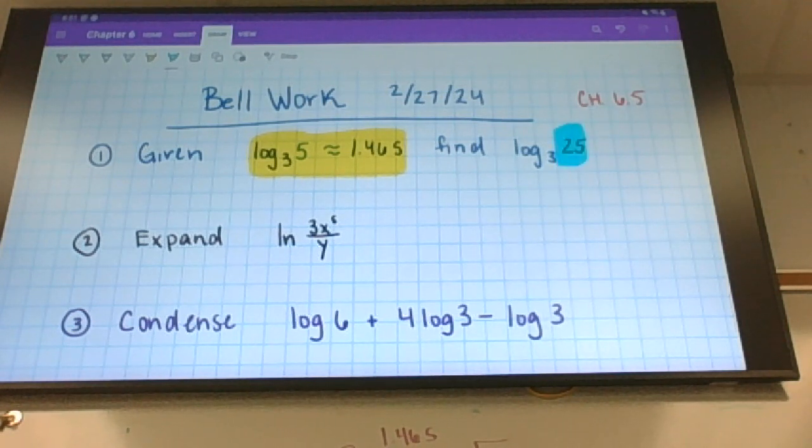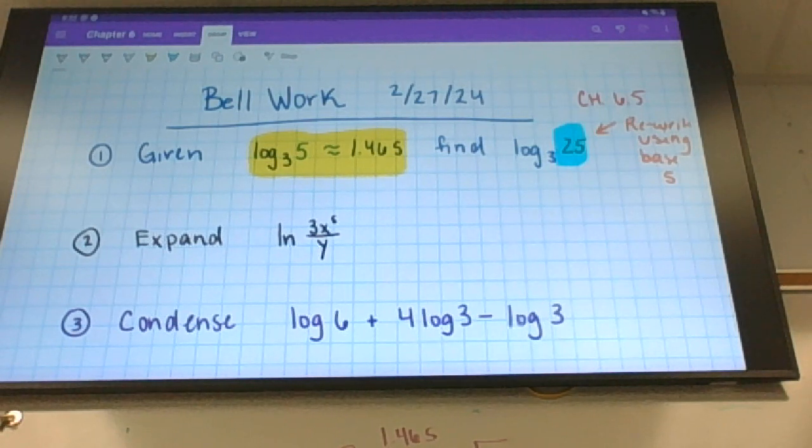But we're asked to find 3 to what power is 25? So how are we going to do it just given that one fact? Well, your goal is kind of like a little puzzle: you have to rewrite the argument using whatever information you've been provided. So this time, I'm going to rewrite 25 using just 5, base 5. So how can we write 25 differently? 5 and something.